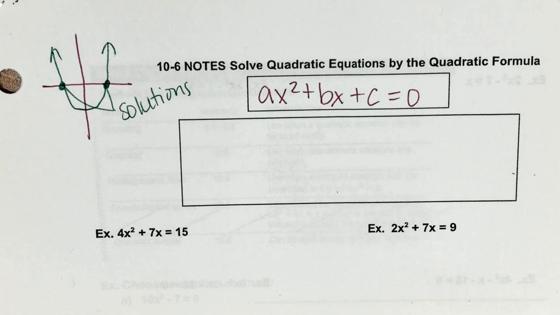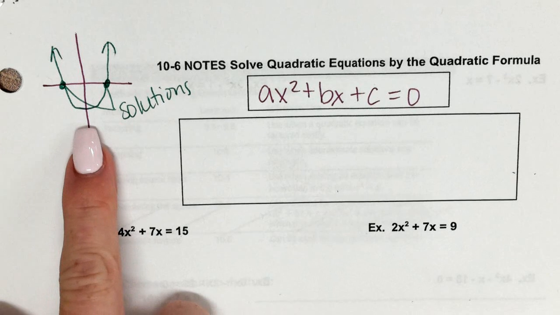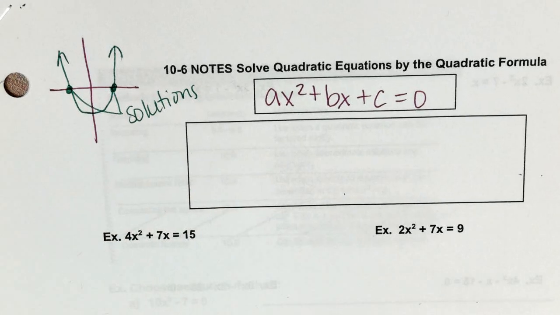Now remember that sometimes there is only one solution. Like if I pull this parabola up and it's only touching at one spot, then there's only one solution. If it never touches, what would the answer be? No solution.